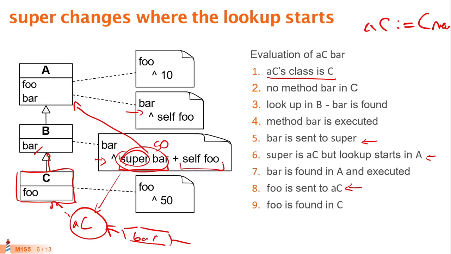Then we do self foo here again. Since self is also the instance of C, the result of this expression, doing the lookup in C and finding the method foo here again, is also 50. So at the end, 50 plus 50, the result of our main message is 100.